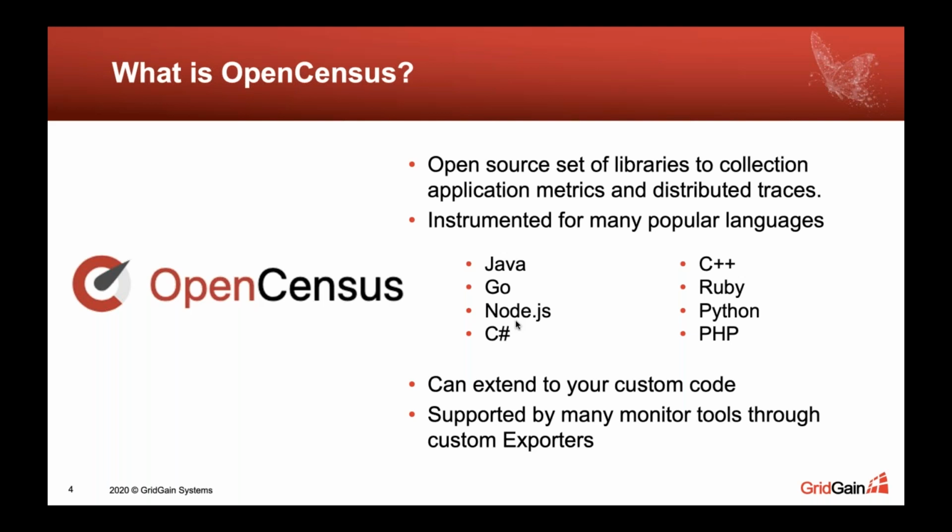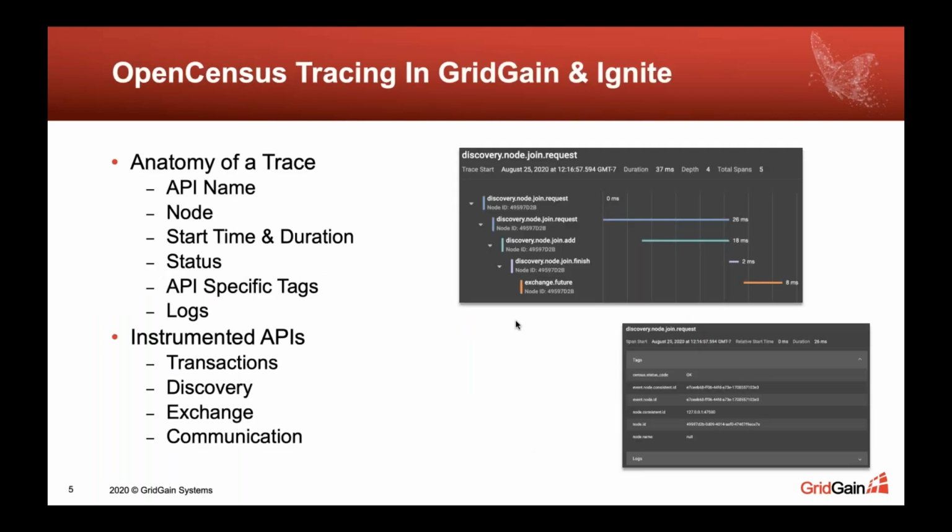Now, today for this session, we're really going to focus on the tracing side of OpenCensus, but there's another side of OpenCensus as well, which is metrics. And we may cover that in a future talk, actually. So let's talk about how OpenCensus was instrumented for GridGain and Apache Ignite.